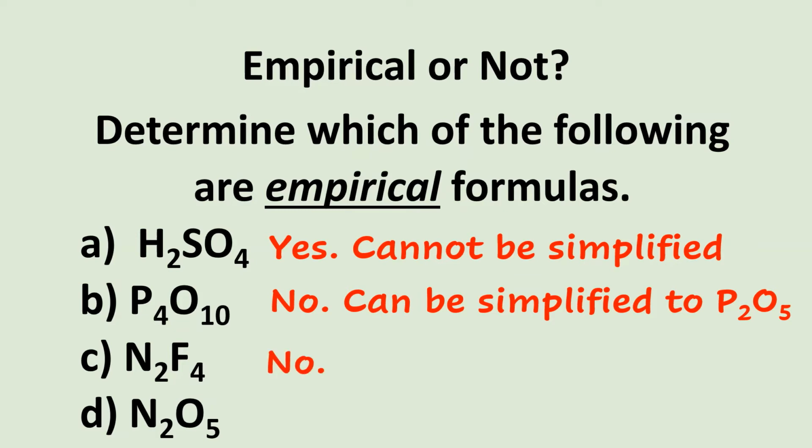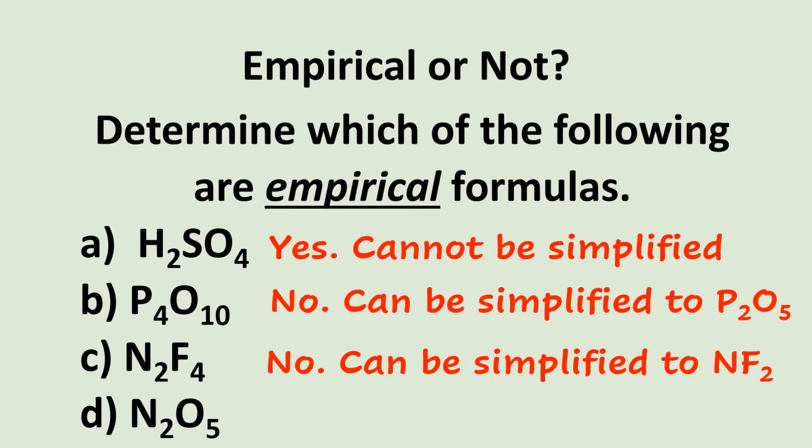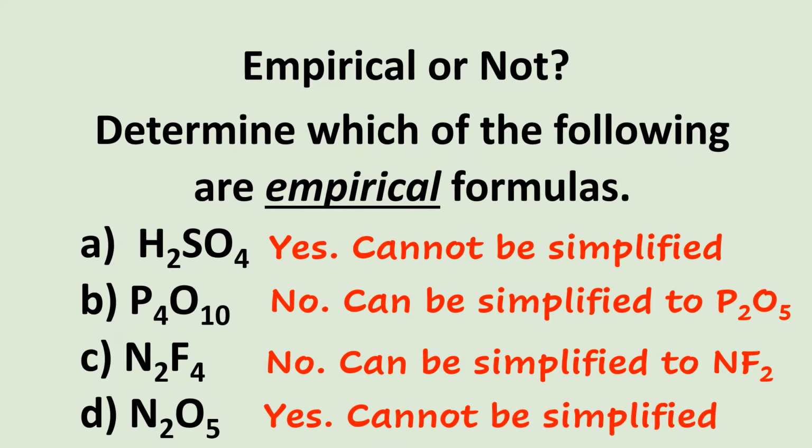C is also not an empirical formula because, again, they're all even numbers, which means they can all be divided by 2, and the empirical formula for N2F4 would be NF2. And then the last example, N2O5, that one is an empirical formula because there isn't a number we can divide both 2 and 5 by and get smaller whole number ratios.